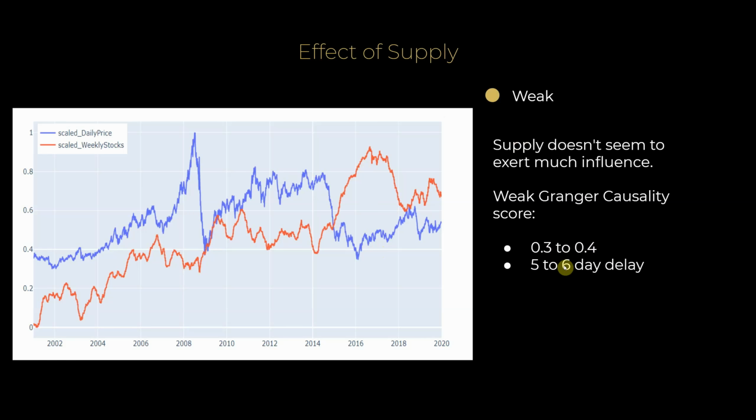And this is with a 5 to 6 day delay, meaning that 5 to 6 days after a change in the inventory level, did we notice a related change in the price? And we really didn't. The levels were too high.